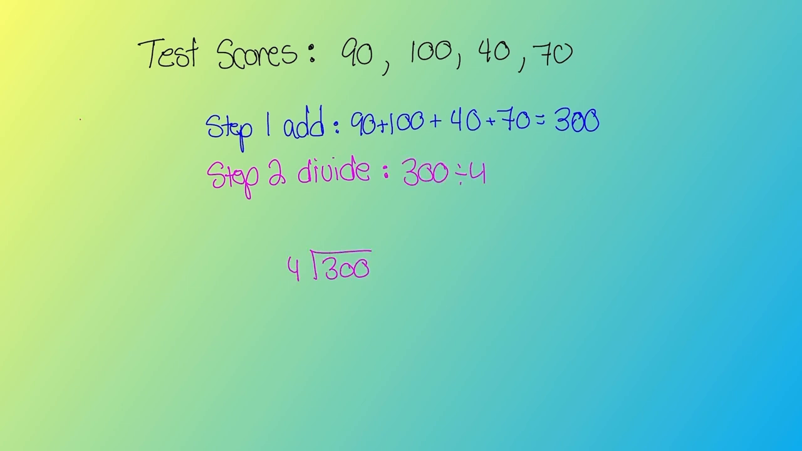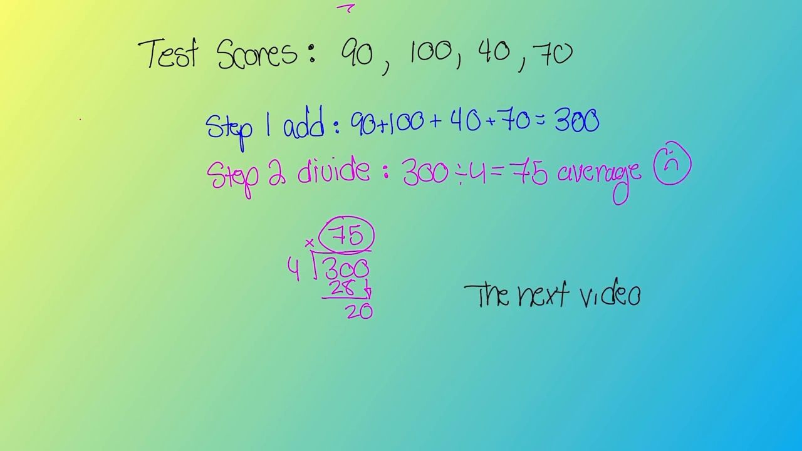And that means my mother is going to be very upset with me because my class average, or my mean for that set of data, is 75. Not so good. In the next video, we're going to talk about finding the central set with median.